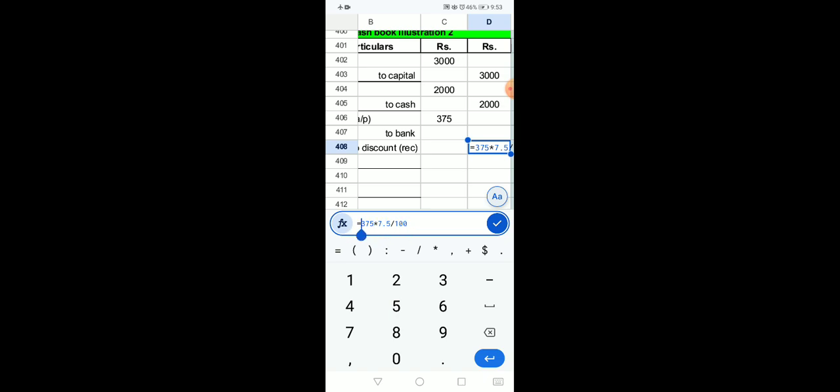Focus on this side. 375 was the total amount and you were willing to calculate 7.5%. So we have multiplied 7.5 and divided by 100. This way you will be able to calculate 7.5% of 375. So you have the amount of discount. Now the amount of check has not been mentioned. How will you decide what the amount would be?